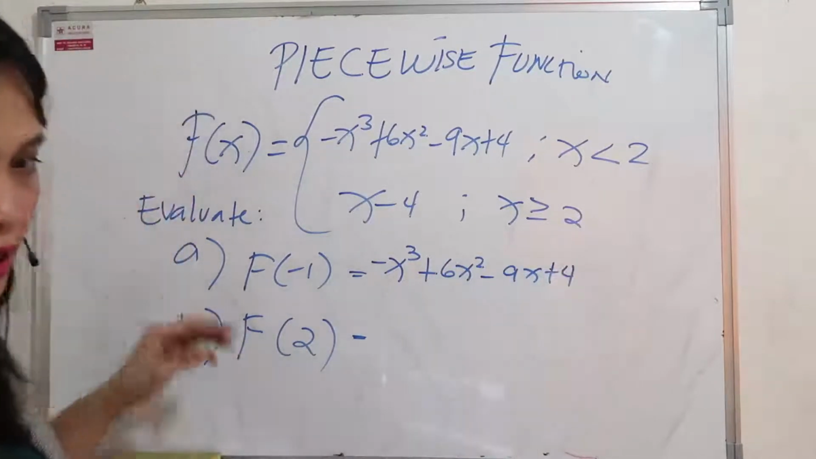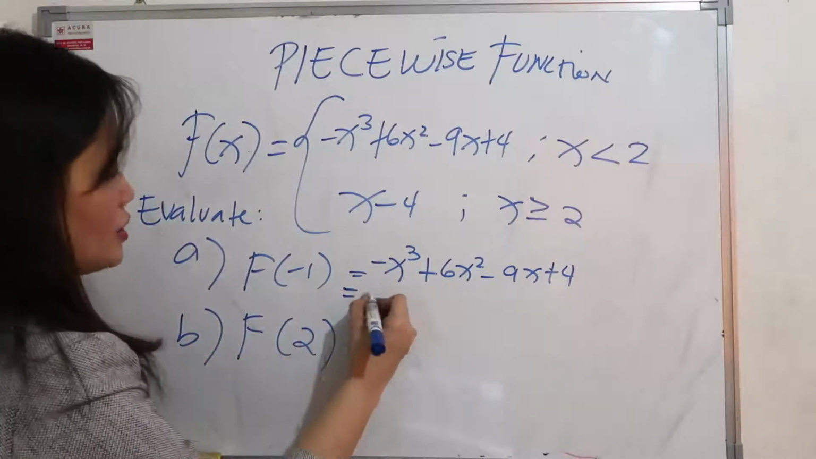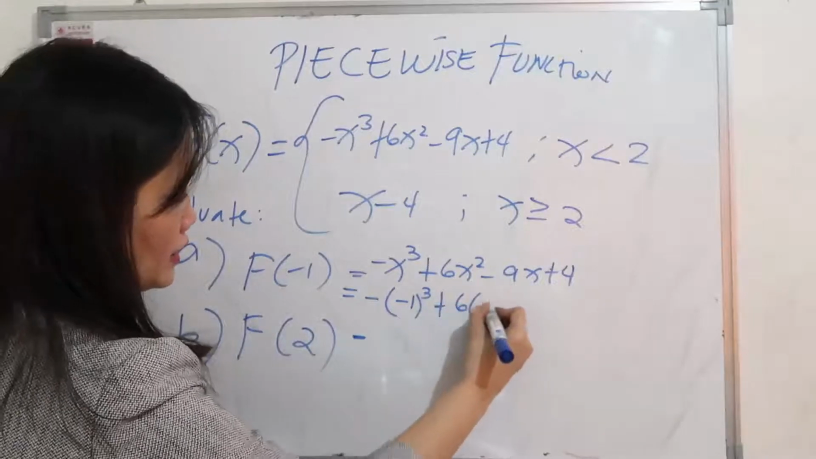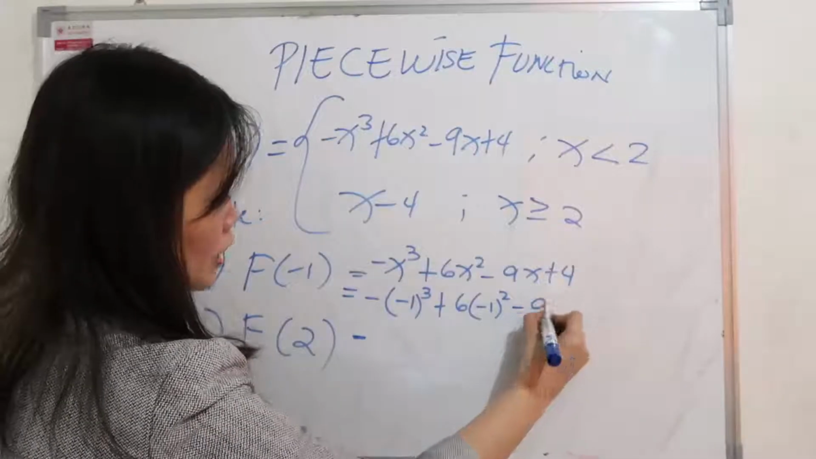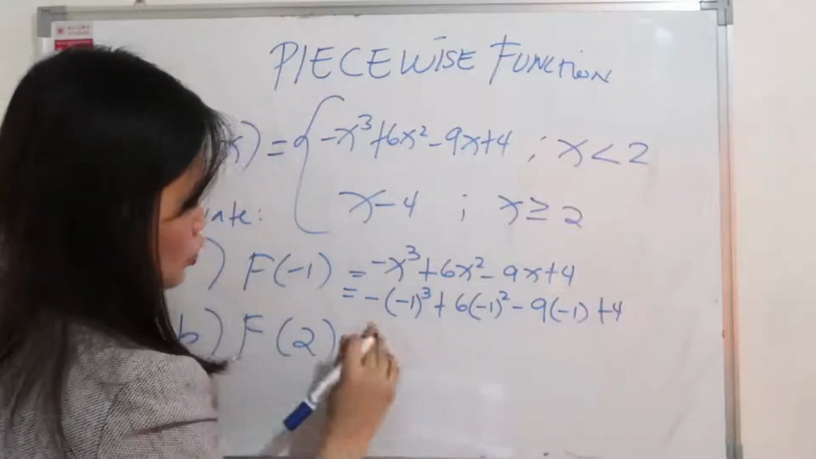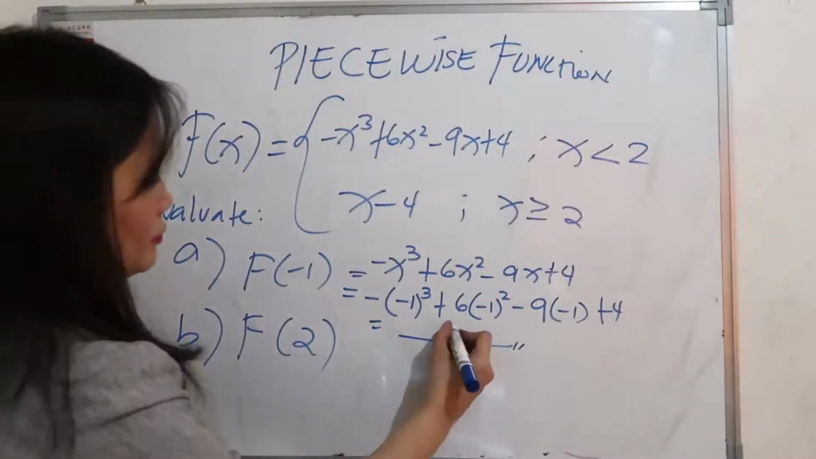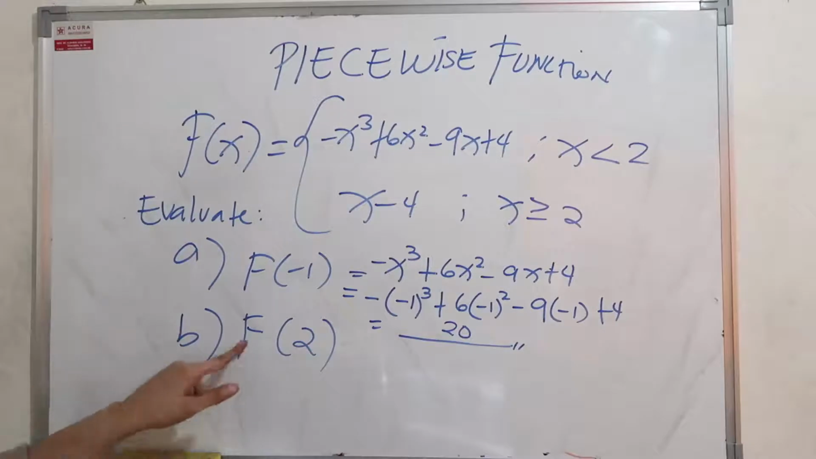Plus, okay. And then after that, you substitute. So we have negative times negative 1 raised to 3 plus 6 multiplied by negative 1 squared minus 9 multiplied by negative 1 plus 4. So what will be your answer? Okay, 20.